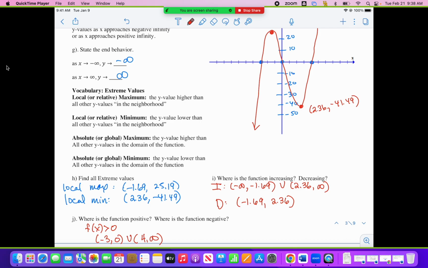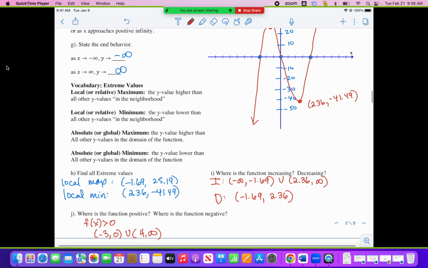Now, where is the function negative? It's negative everywhere to the left of negative 3, and it's negative between x is 0 and 4. So we're going to write it like that. Where is the function f of x negative? That happens from negative infinity to negative 3 and between 0 and 4. So we use x values for increasing, decreasing, and where the function is positive or negative.